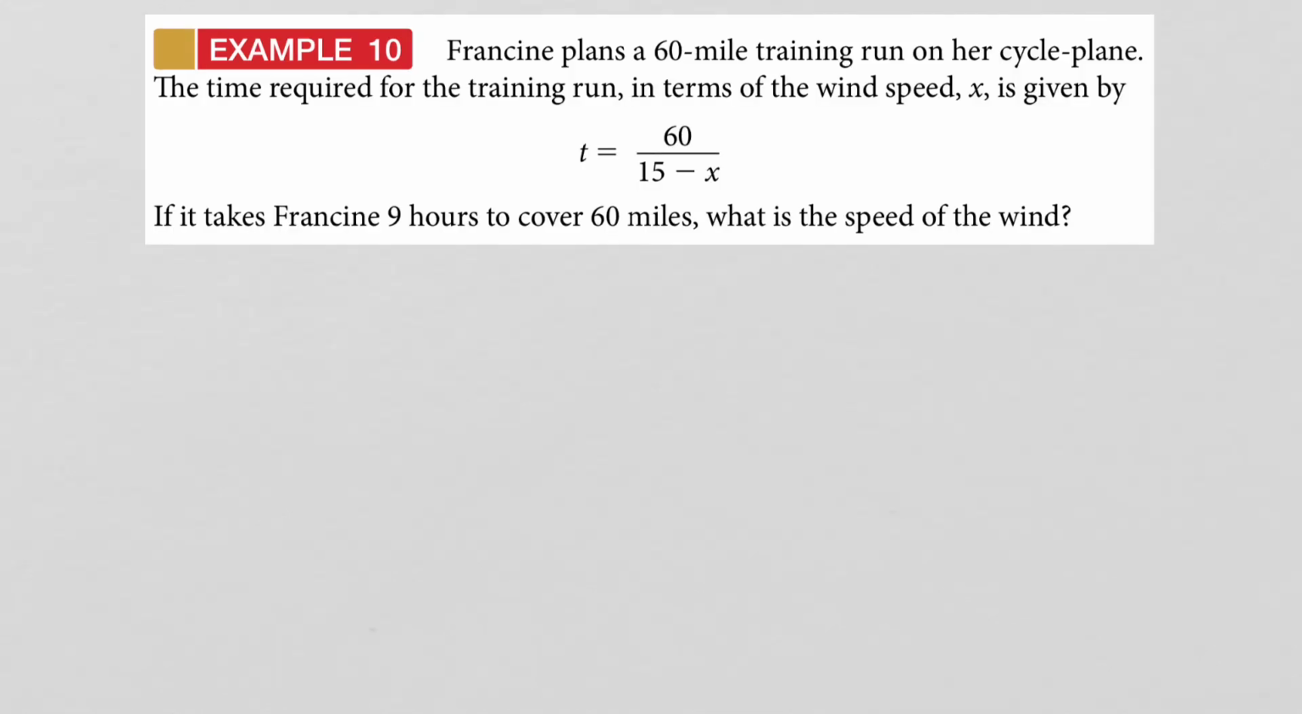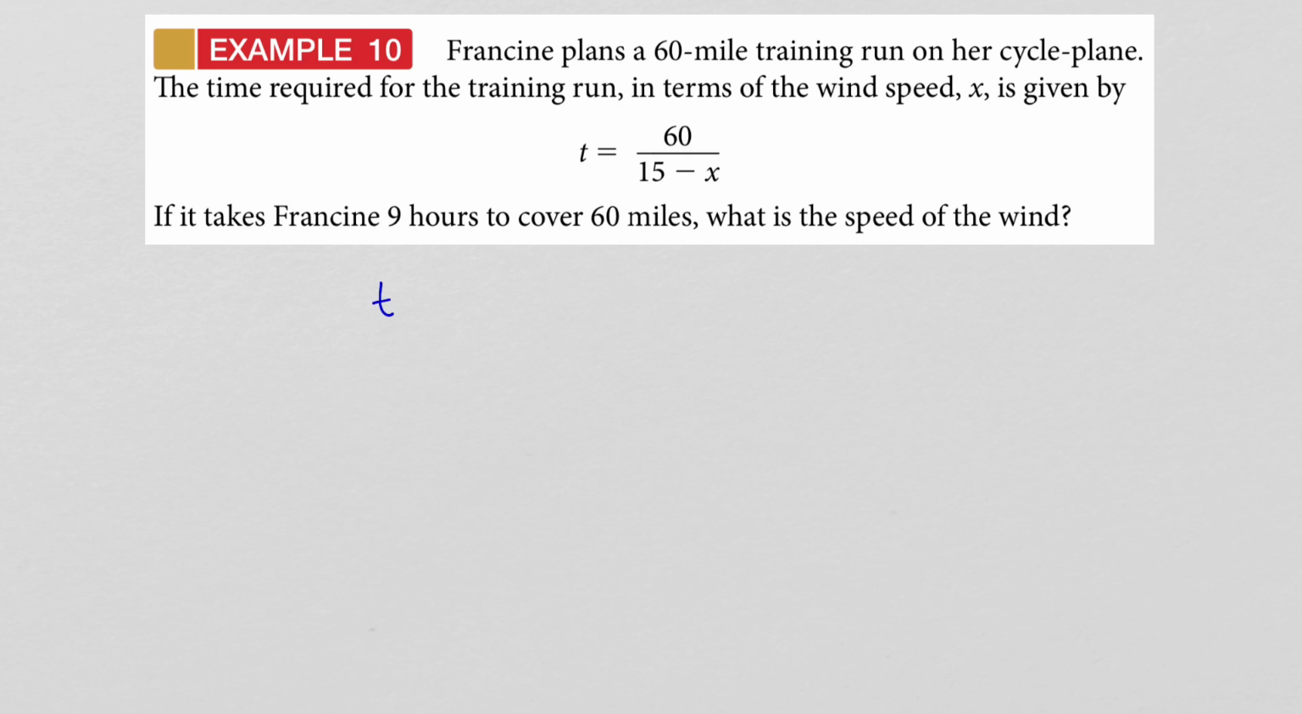Here's an example of a rational expression or a rational equation. Francine plans a 60-mile training run on her cycle plane. The time required for the training run in terms of the wind speed x is given by this formula. So the time t is equal to 60 divided by 15 minus x, where x is her speed. If it takes Francine 9 hours to cover 60 miles, what is the speed of the wind?